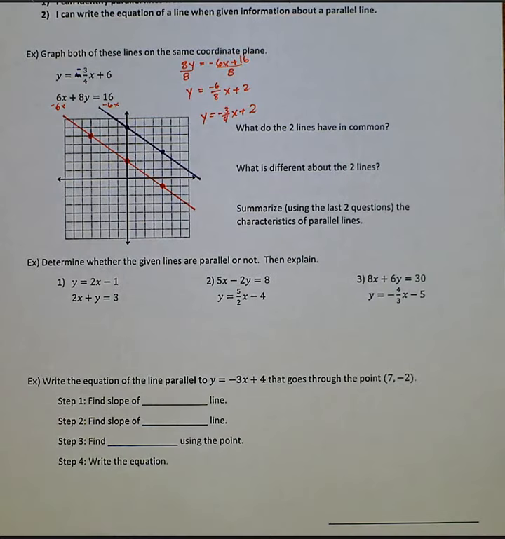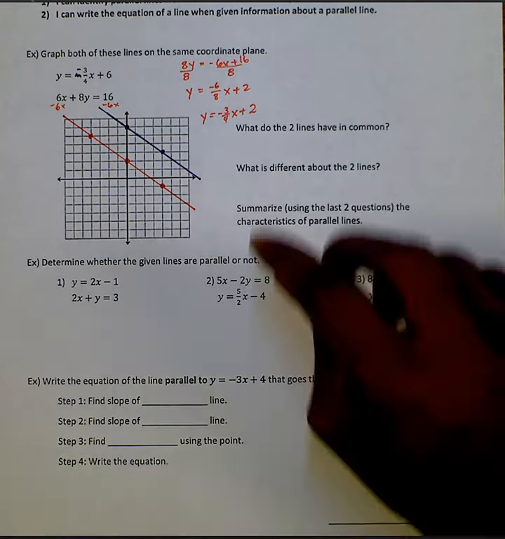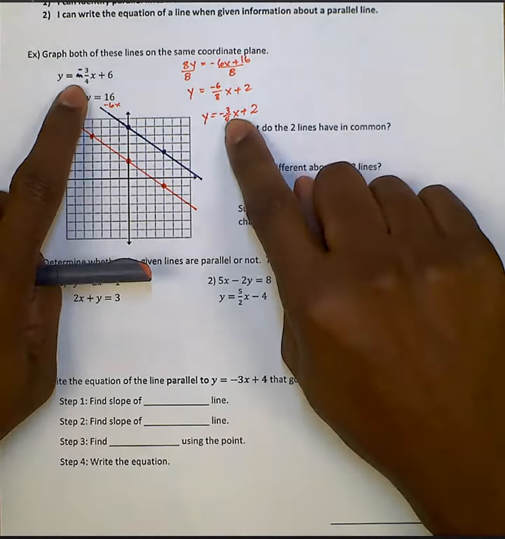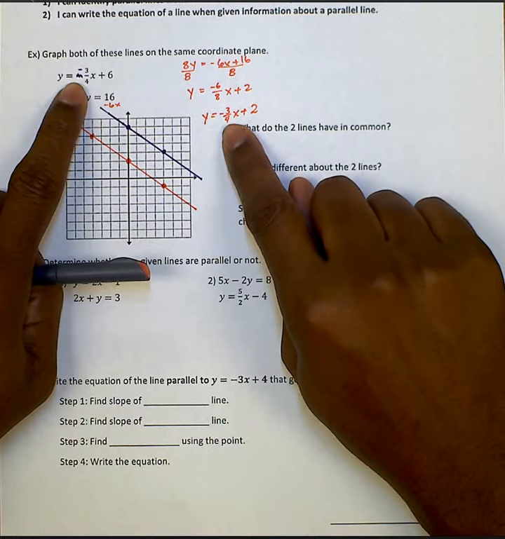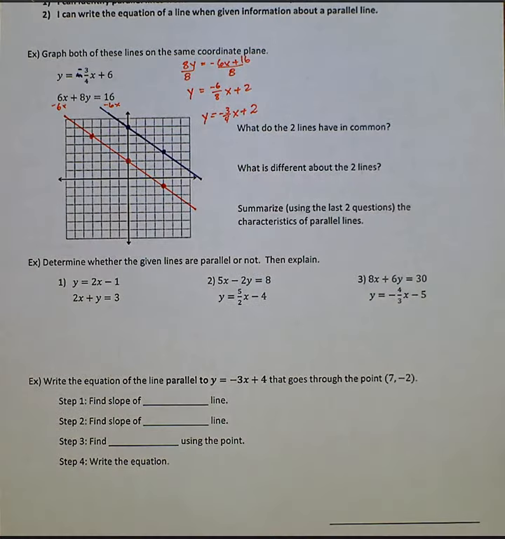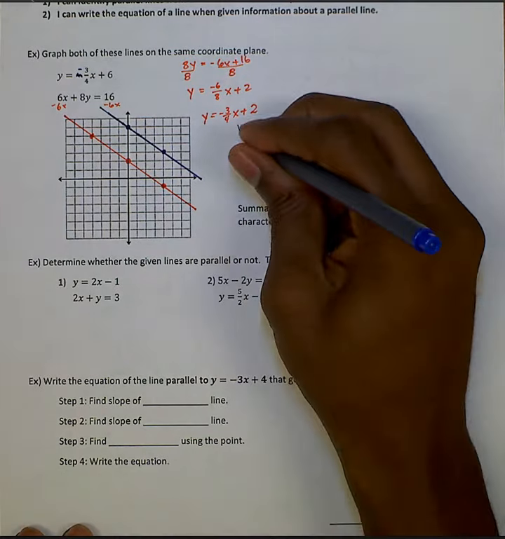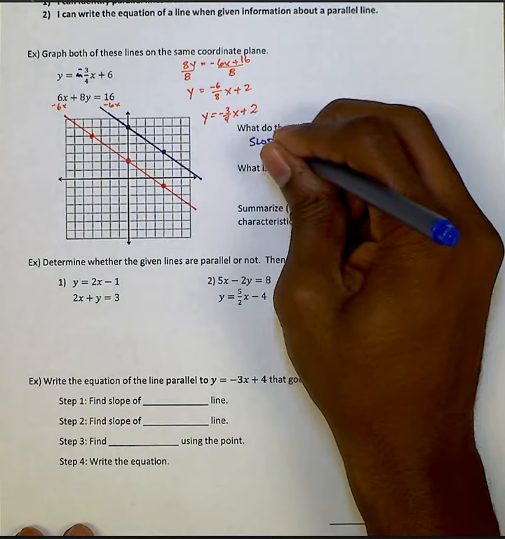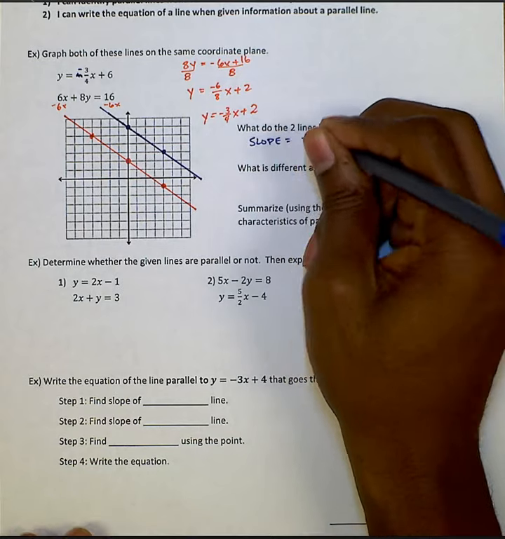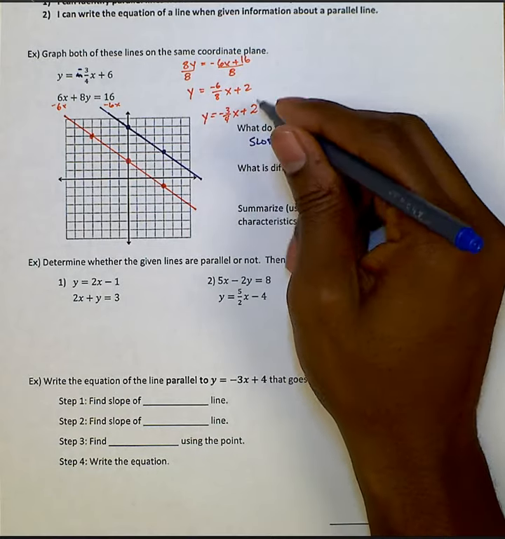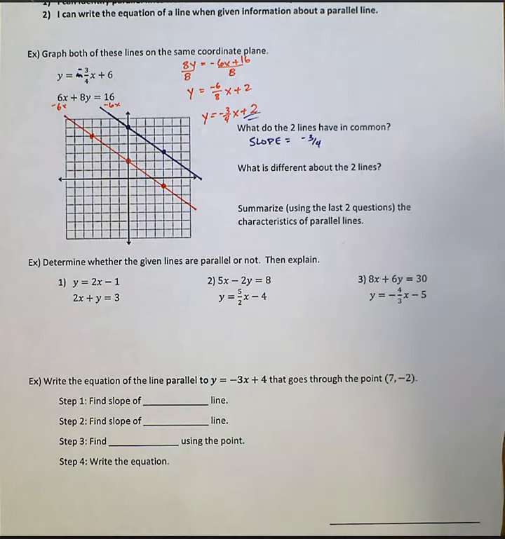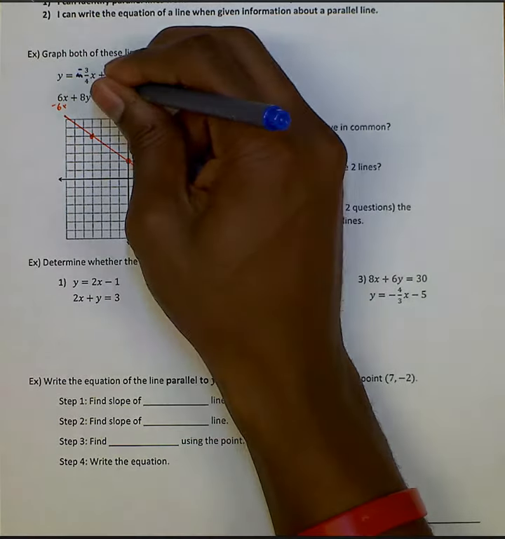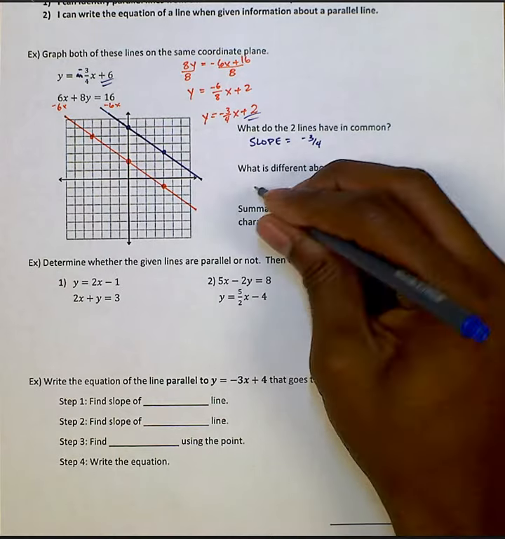Okay, so what do these two lines have in common? If you look at their equations, what they have in common is that they both have slope of negative 3/4. Okay, what's different about these two lines? Again, looking at the equations, we can see that the y-intercept for this line is positive 2. The y-intercept for this line is positive 6. So the y-intercepts are different.